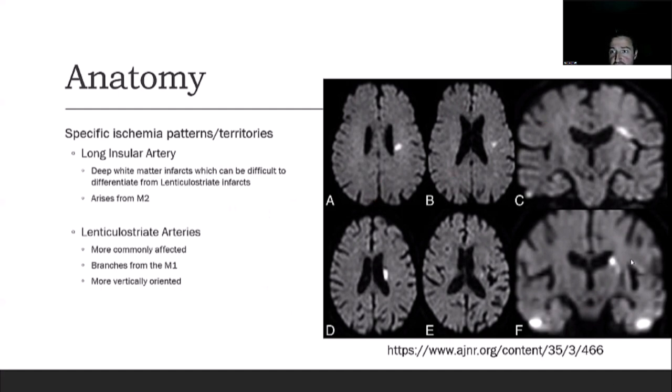Just remove this here. So you can see this is a lenticulostriate infarct on the bottom. It has a nice curvilinear appearance. Looks fairly similar on the axials. So having a coronal diffusion, which we often don't do, is quite useful. Our long insular artery actually comes from the insula and goes straight across. It's more of a parallel infarct.